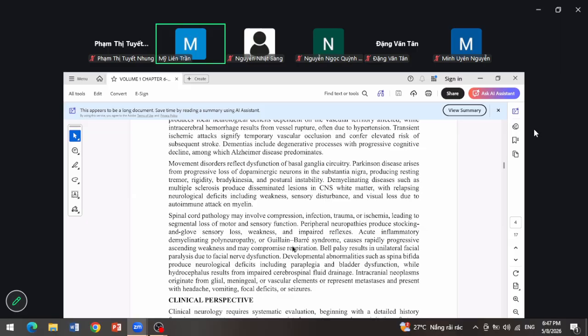Spinal cord pathology may involve compression, infection, trauma, or ischemia, leading to segmental loss of motor and sensory function. Peripheral neuropathies produce stocking and glove sensory loss, weakness, and impaired reflexes. Acute inflammatory demyelinating polyneuropathy, or Guillain-Barré syndrome, causes rapidly progressive ascending weakness and may compromise respiration. Bell's palsy results in unilateral facial paralysis due to facial nerve dysfunction.